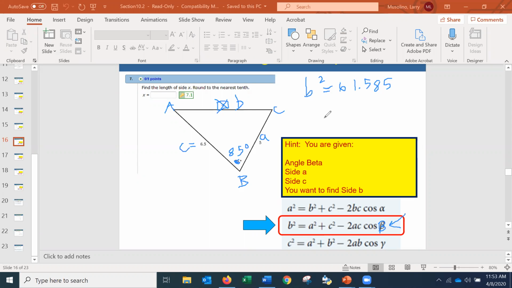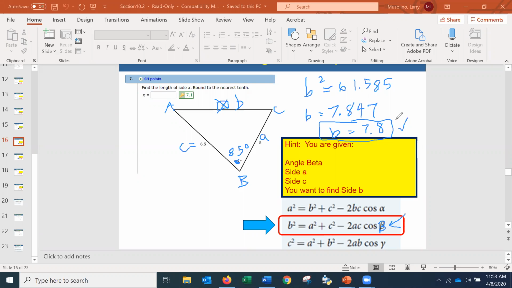All right, we're almost done. Take the square root to get b. So b squared, we'll take the square root. If I take the square root of 61.585, I get the answer of 7.84. I think your problem is going to tell you to round to the nearest tenth, so 7.8. You got it. I'm getting the same answer, so I think the answer to your problem is 7.8. Let me check, and it's right.